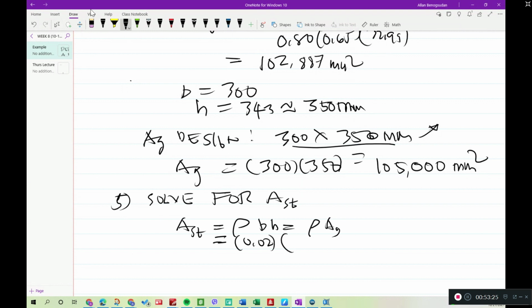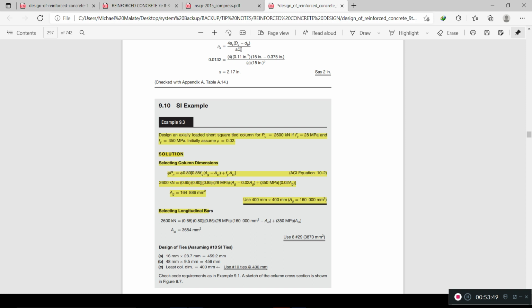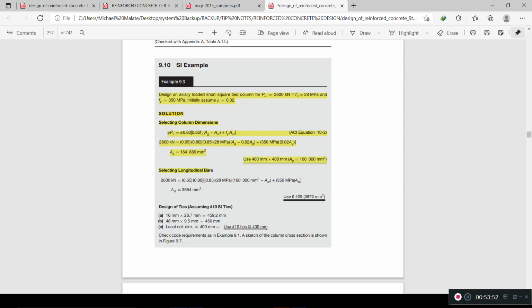We're going to use here the AG actual. Okay, let us use AG actual, 102,887, and that is equal to, does it make sense? What do you think? Does it make sense? 2057.74 m squared.